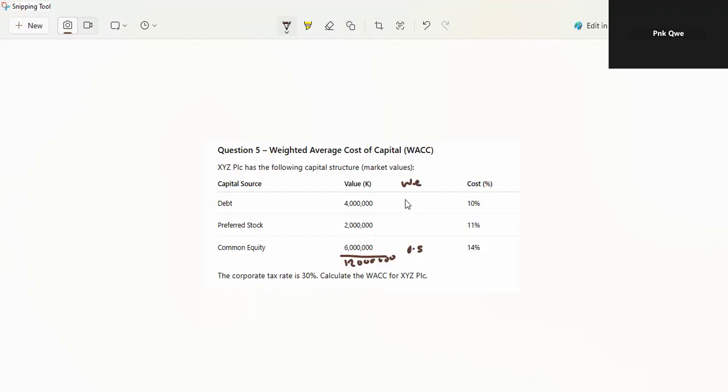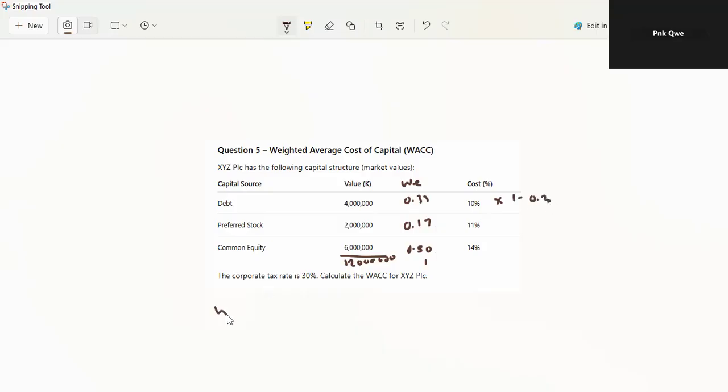So 4 over 12 is 0.33. 2 over 12 is 0.117. The total should add up to what? 1. Then the only one that has a tax shield is what? The debt. You multiply by the tax shield, 1 minus tax. Tax is what? 30%. So 1 minus 0.3.